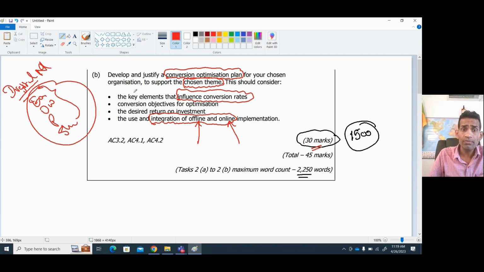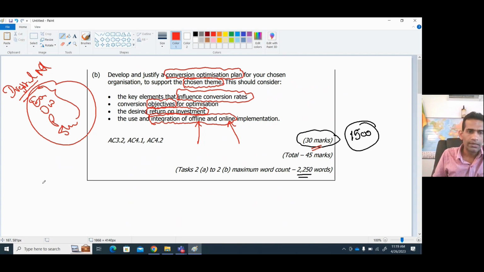As I said, key elements that you need to identify, which influence the conversion rate. What are the things you do to motivate? And your objectives should have separate headings for these points. And return on investment: what is your investment and what is the digital return you're expecting to optimize the plan? So your answer should combine these areas we have been discussing in this question.